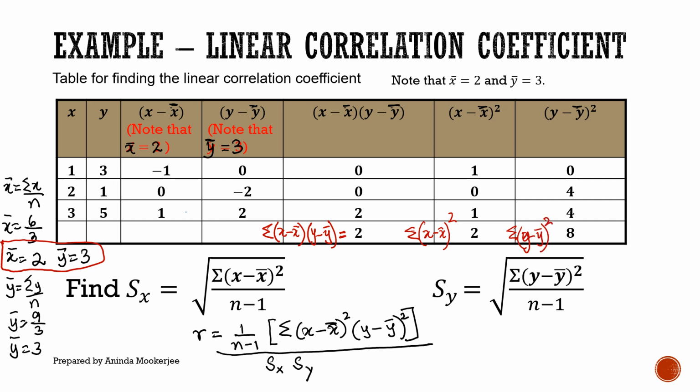Okay, so now that we have all the values we need, let's calculate s sub x. So s sub x goes with this formula here. I'm going to write it: s sub x is equal to the square root of, now sigma x minus x bar squared is 2, correct? This is 2, so I'm going to write 2.